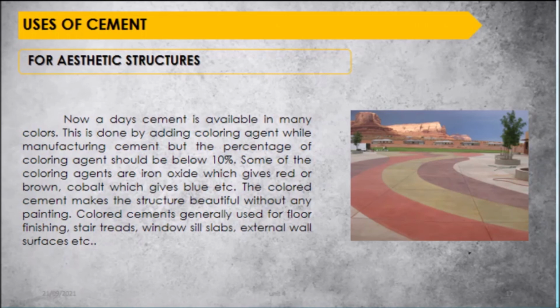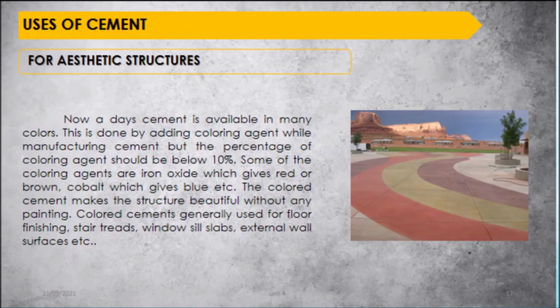In addition, cement is also used for aesthetic structures, since nowadays cement is available in many colors. This is done by adding coloring agent while manufacturing cement, but the percentage of coloring agents should be below 10%. Some of the coloring agents are iron oxide, which gives red or brown, and cobalt, which gives blue. The colored cement makes the structure beautiful without any painting. Colored cements are generally used for flooring finishing, stair treads, window sill slabs, external walls, and many others.